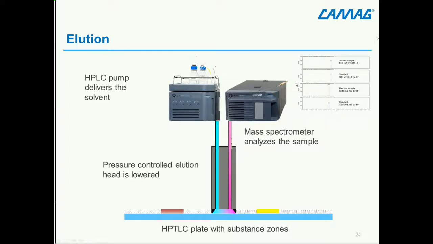If you elute your reference zone and your sample zone and they match, then you know, okay, it was the right target. You don't have the whole chromatogram like an HPLC, you just get your zone of interest, and this within less than a minute.